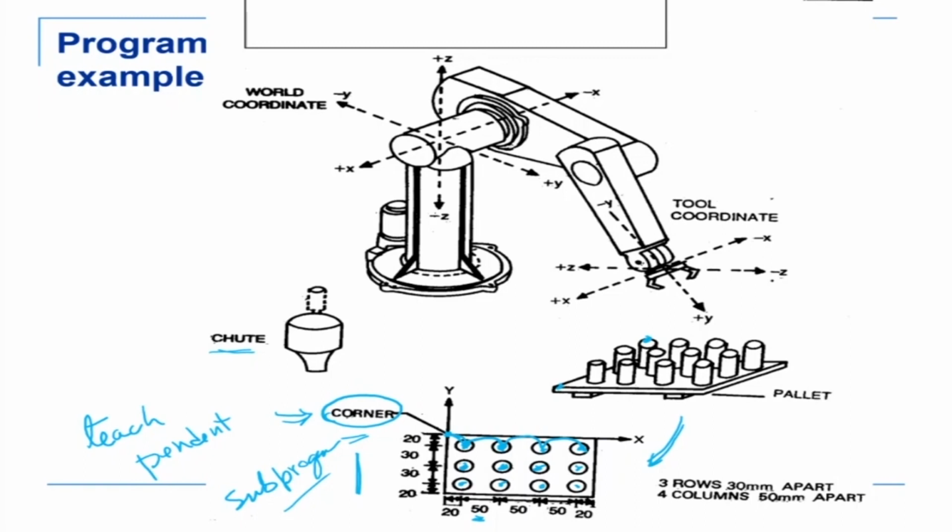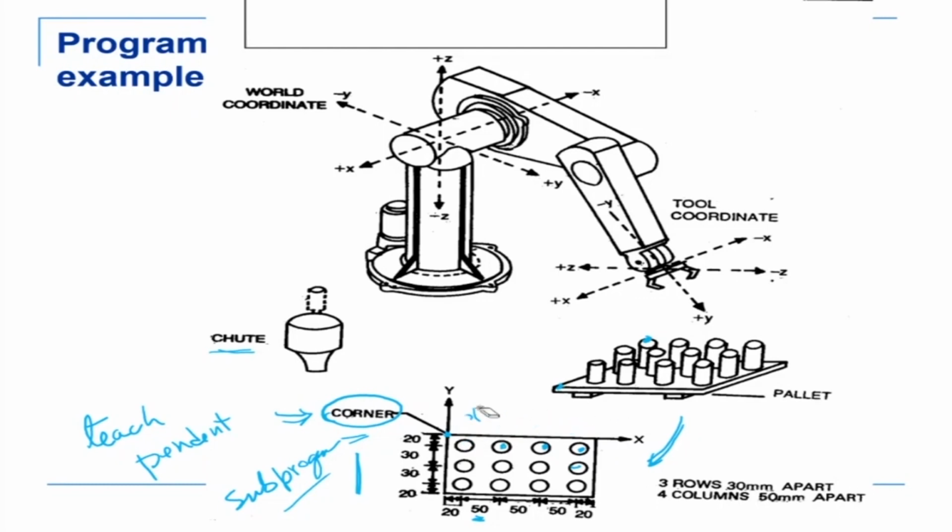Otherwise, the bad way of doing it would be that you find the coordinates of each of these points. I find this, I find this, I find this, I find this. And I say this P1, this P2, this P3, and every time I say go to P1, go to P2, go to P3, and keep doing that. That's a bad way of writing a program, although it will still work.